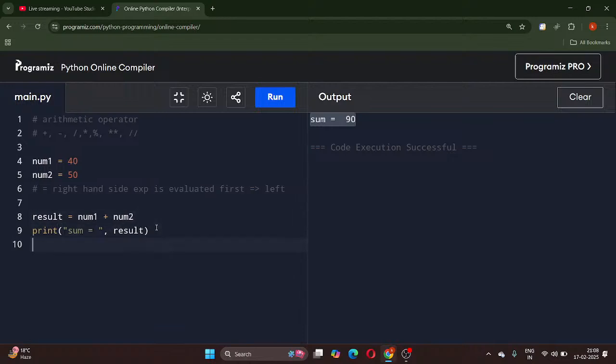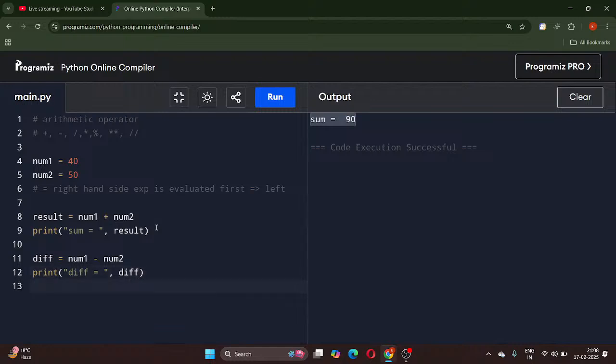For example, if you want to find the difference of these two numbers, you may call the variable difference, and you simply write num1 minus num2. If you print the difference of these two numbers, you will get a result of this sort, wherein you're saying that difference is equal to the value kept inside the diff variable. So this is what we are doing here.